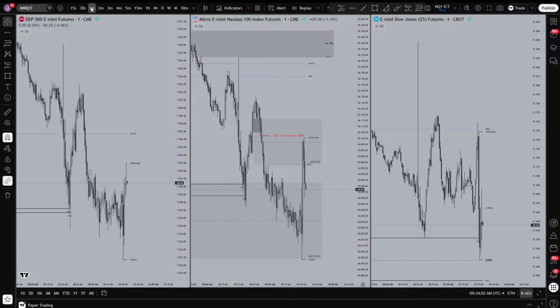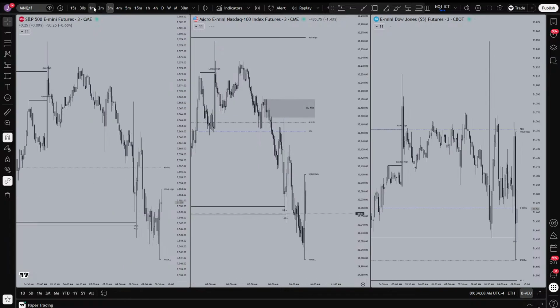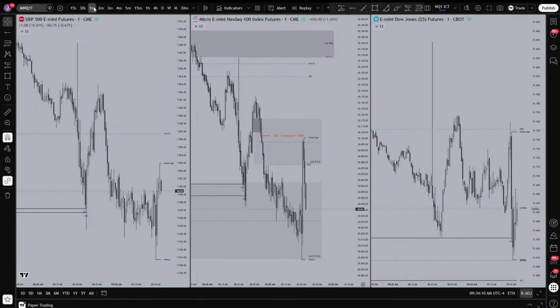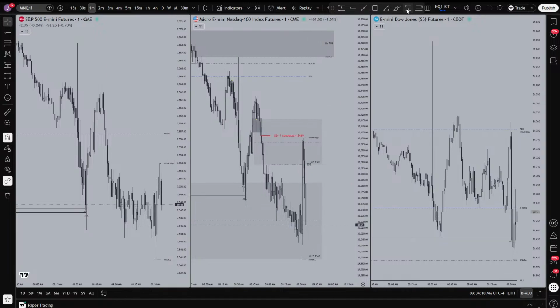Alright, so we didn't even get it. That's good. So yeah, we just tapped this 2 minute here. I'm not gonna lie, I did jab. I took the entry at 53. I'm gonna go break even at low of day right here. But let's see if I can hold for 920.